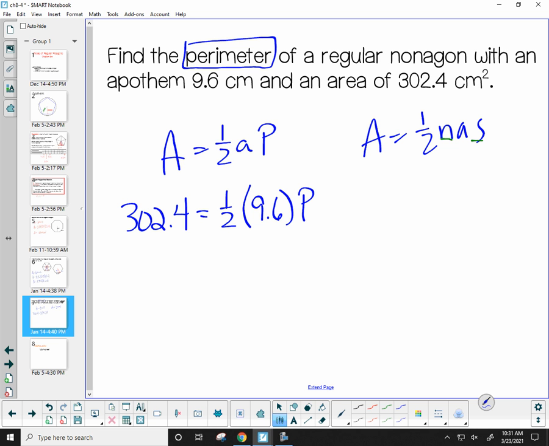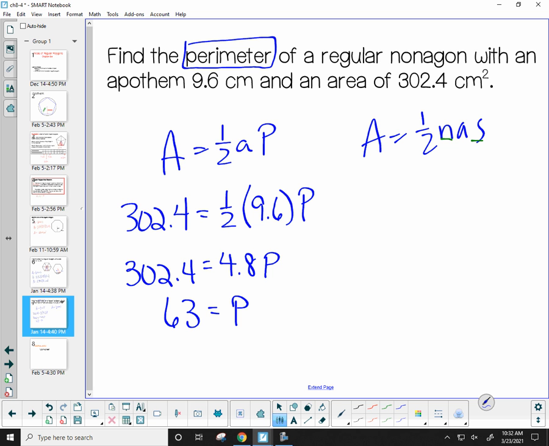So I can simplify the right side, take 1/2 times 9.6. I get 4.8. So I have 302.4 equals 4.8 times the perimeter. I can divide both sides by my 4.8 there. And I get 63 is my perimeter.